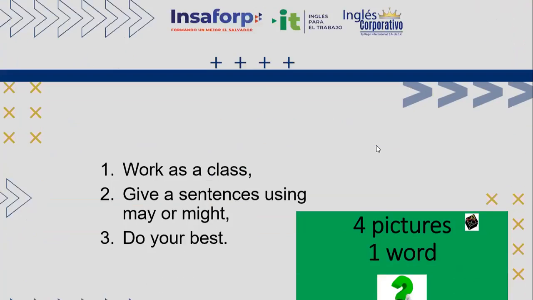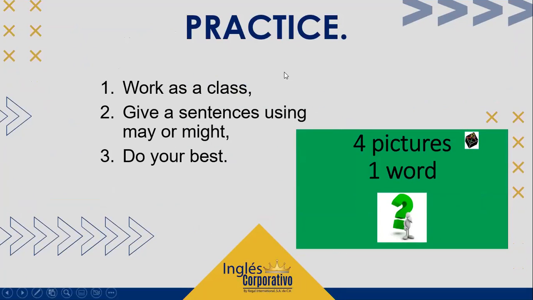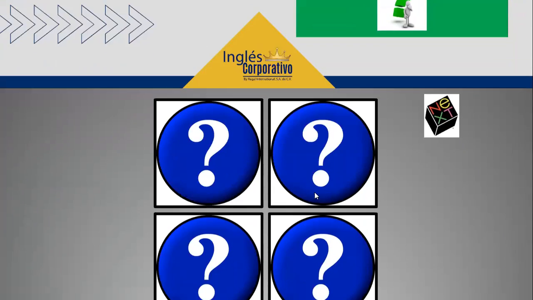So to start today's class, we are going to do a little bit of guessing. How is this guessing? You are going to see 4 pictures and you have to tell me what's the word, okay? And you have to use may or might. Tienen que utilizar may or might. Por ejemplo, vamos a ver la primera.